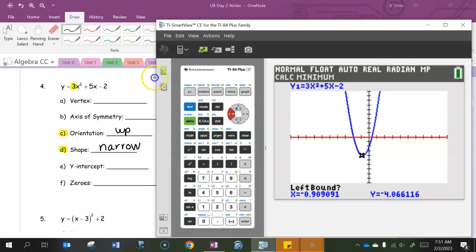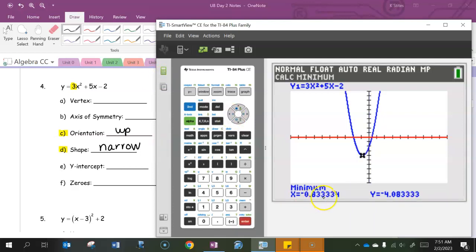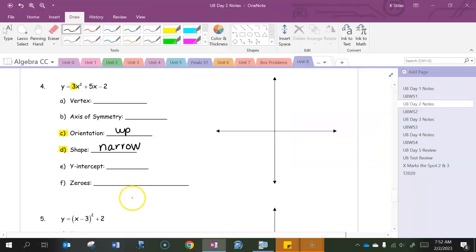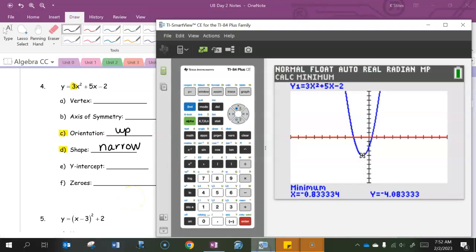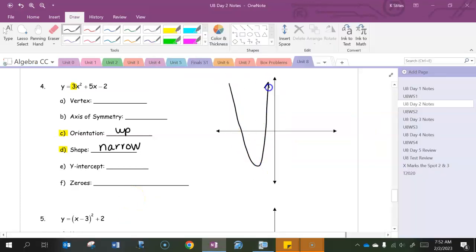Left bound, make sure you're to the left. Enter. Right bound, go to the right, enter. Guess, go to the middle, enter. And this is going to be negative 0.83, negative 4.08. Oh, and I guess I should draw it, shouldn't I? Negative 0.83.